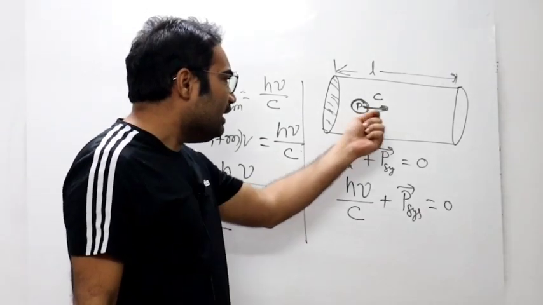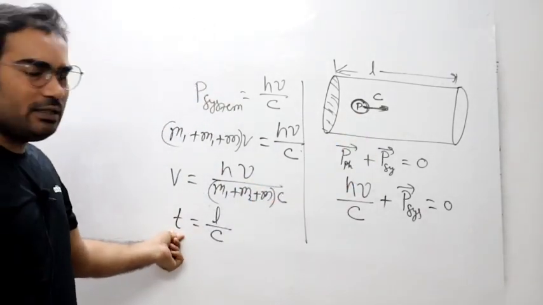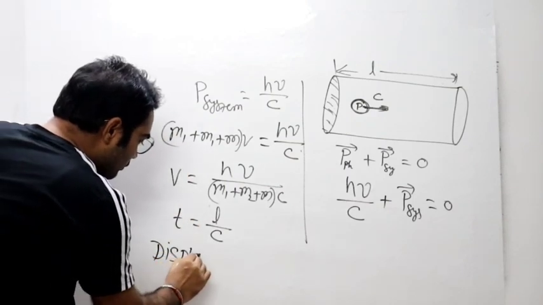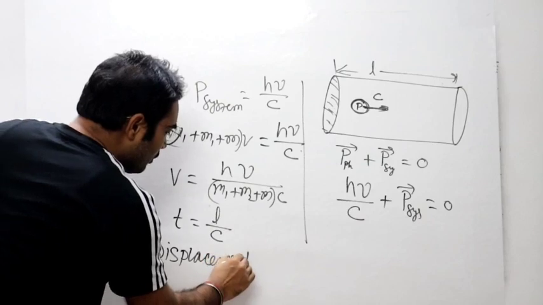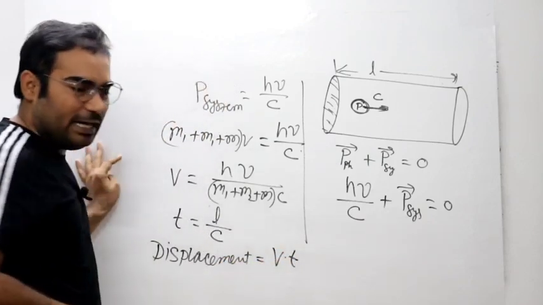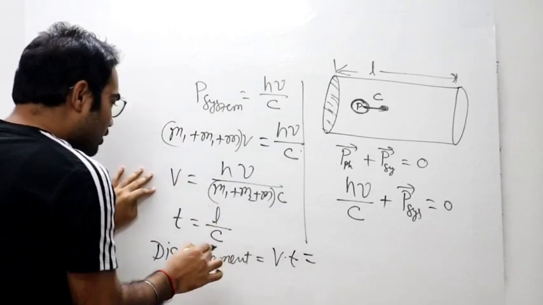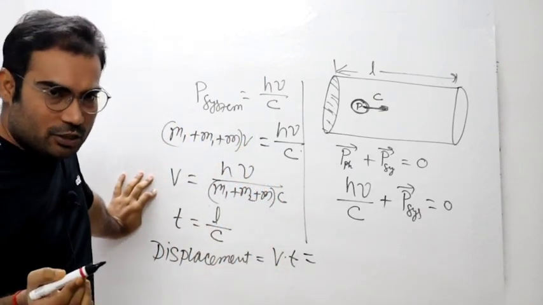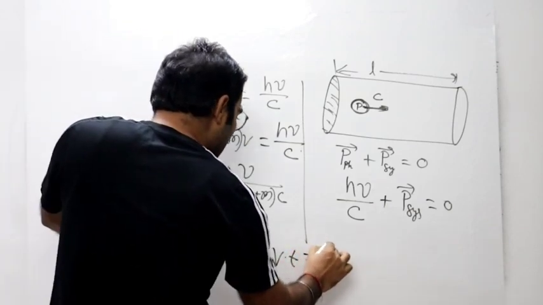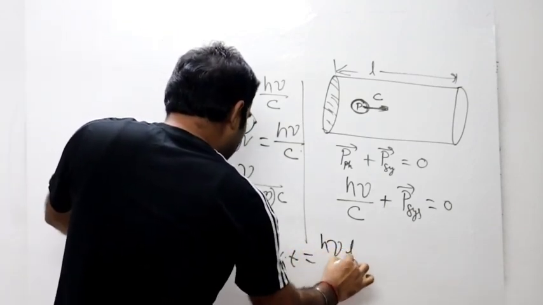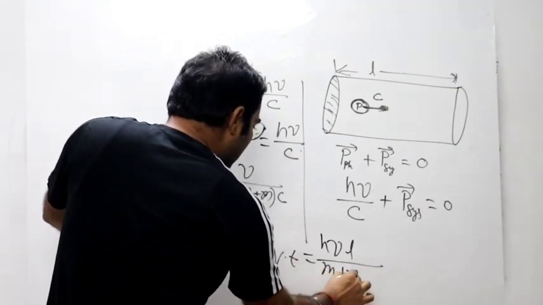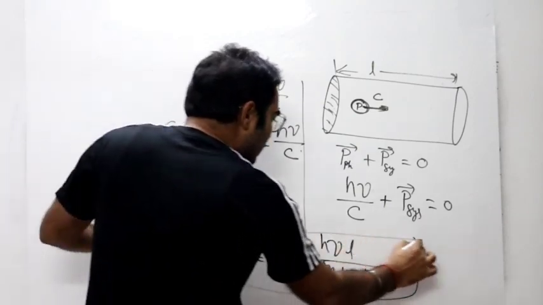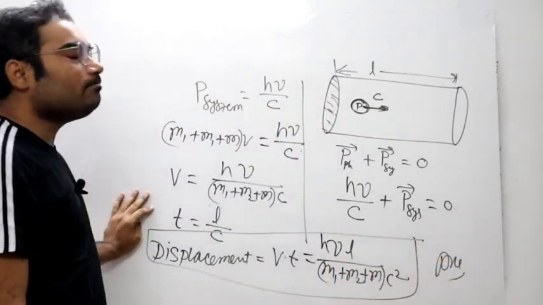And we have to calculate the displacement of this system in this time period. The displacement of the system is equal to velocity into time, and from this you get the displacement of the system, which is equal to h mu l by (m1 plus m2 plus m) into c squared. This is the final result. Thank you.